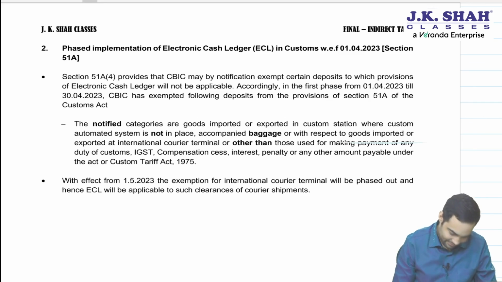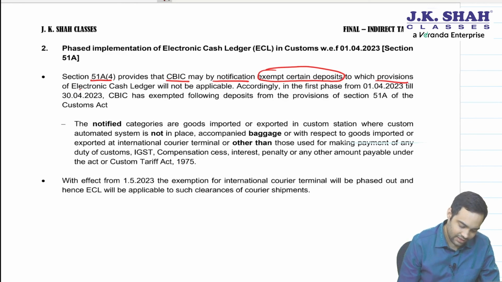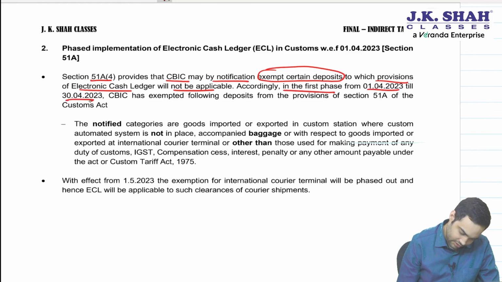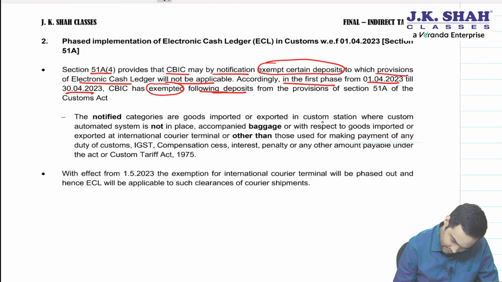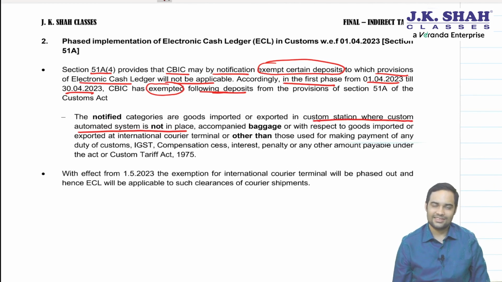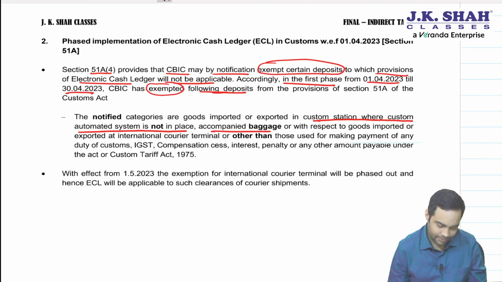Now let's see this. 51A provides that CBIC may by notification exempt certain deposits to which eCash ledger will not be applicable. Accordingly, in the first phase from 1st April to 30th April, CBIC has exempted the following deposits. Let's see. First one, where custom automated system is not in place, like border areas, land custom stations near Bangladesh, near Nepal, there will not be a facility of custom automated system. There you can't deposit in eCash. Accompanied baggage, obviously, or with respect to goods imported or exported at international courier terminal.